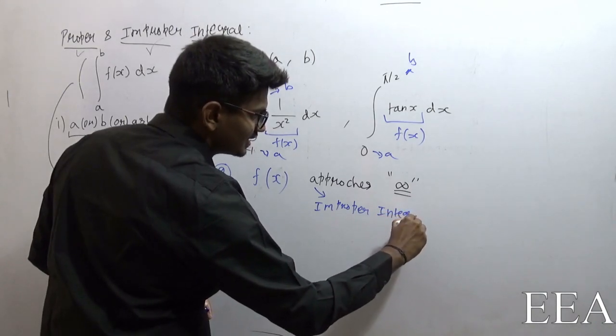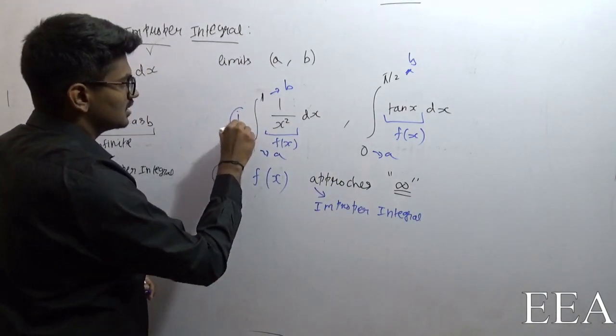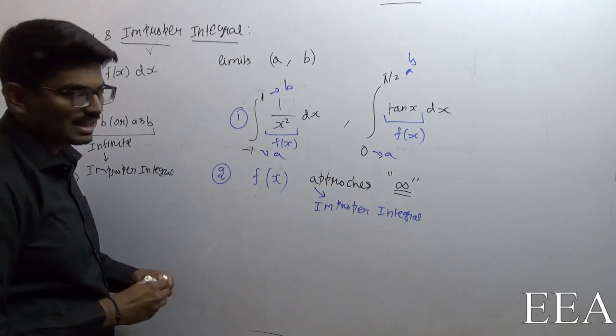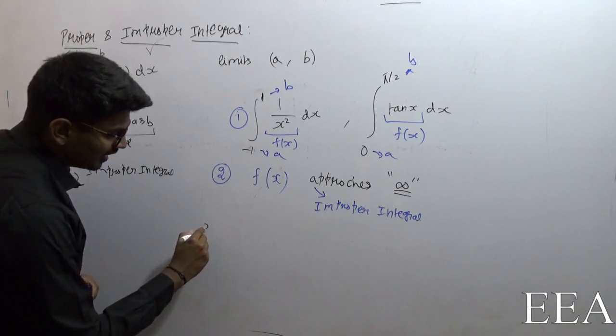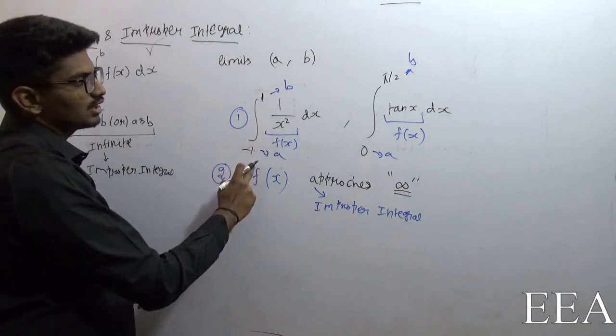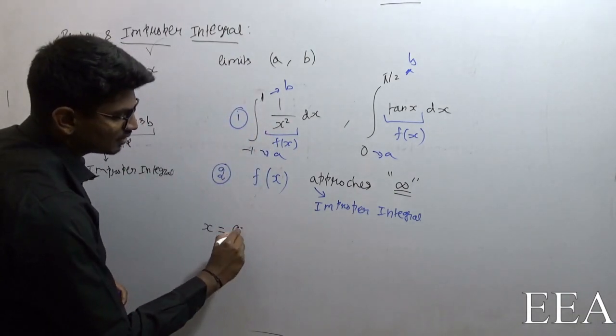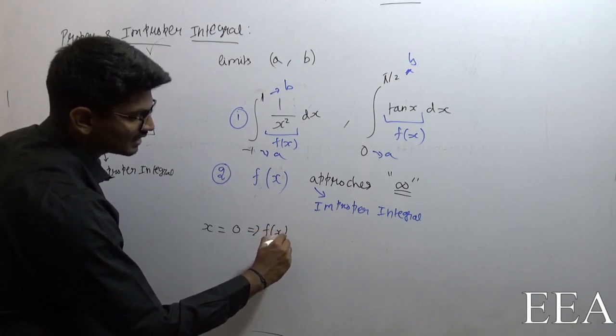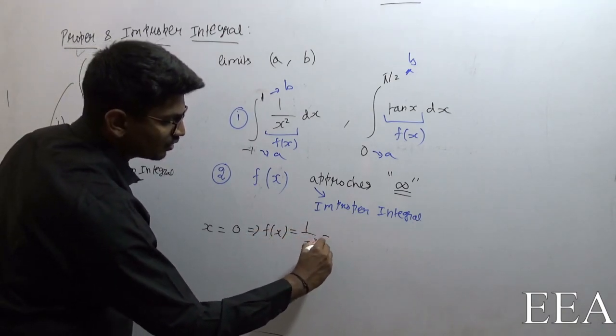Let me explain this more properly. If I take the first example, what is happening? These are x values, from minus 1 to 1. When x is equal to 0, f of x is nothing but 1 by x square, right? So which will be what?